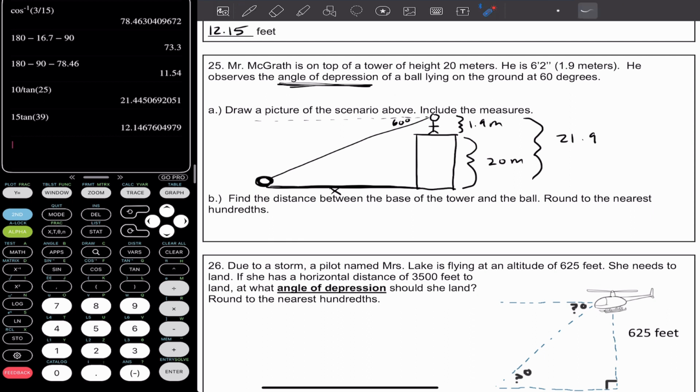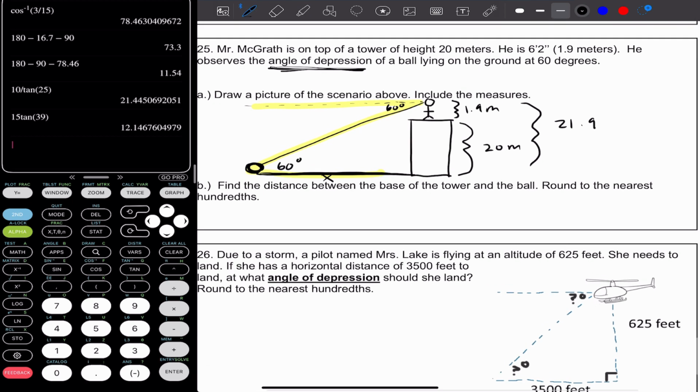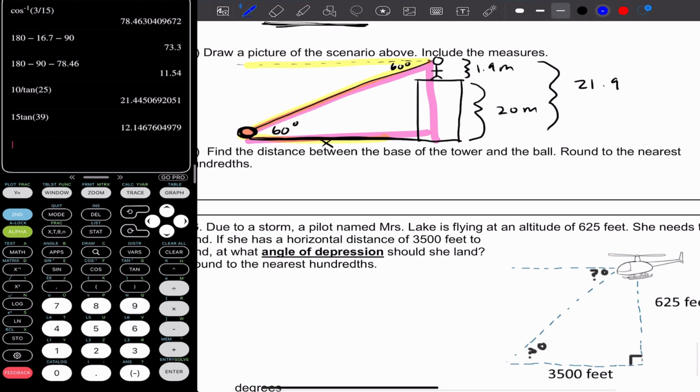So if this here is 60 degrees, that means that this here is also 60 degrees, and that's because of alternate interior angles, okay? So now that I know what this angle here is, and we can see that I'm dealing with a right triangle, that means I can go ahead and start labeling the figure. So this is my angle of reference. So this is the opposite side, this is the adjacent side, and this is the hypotenuse.